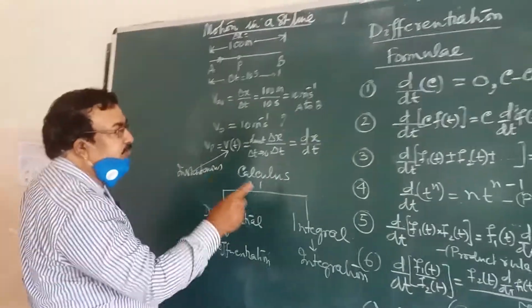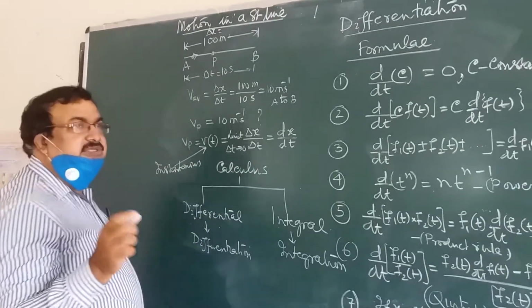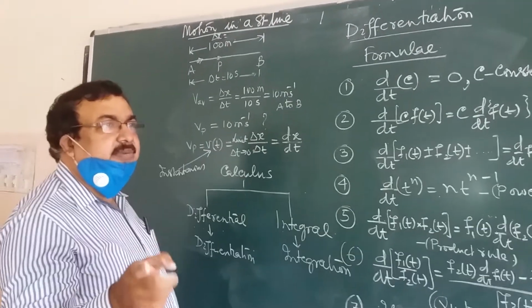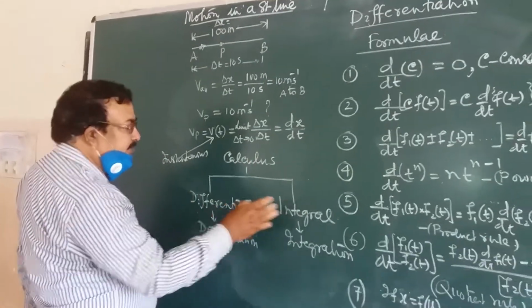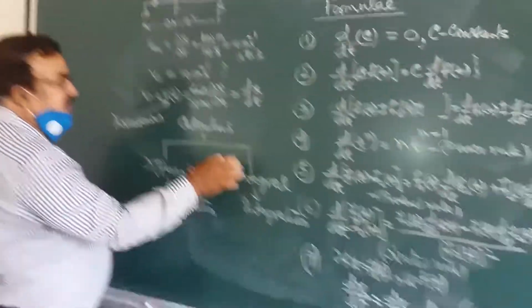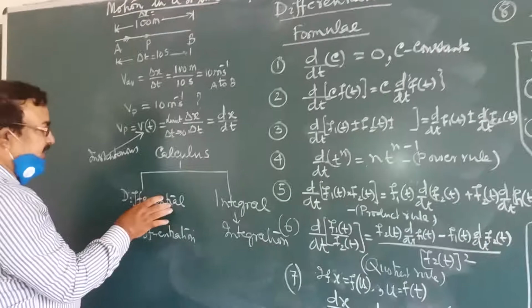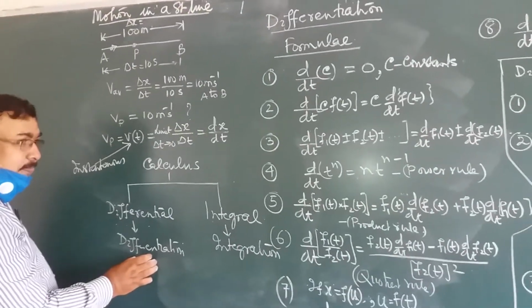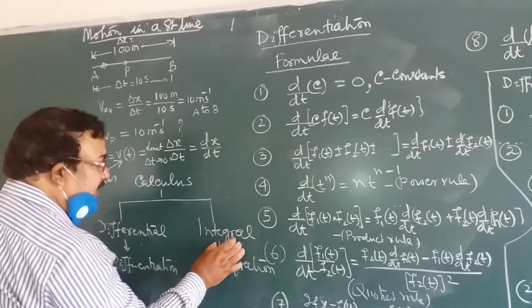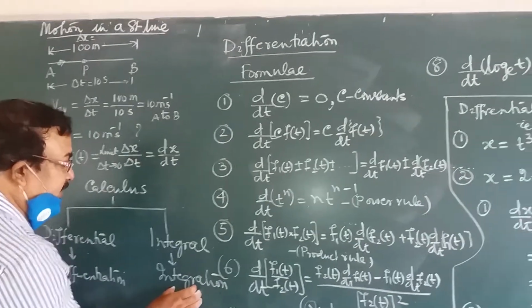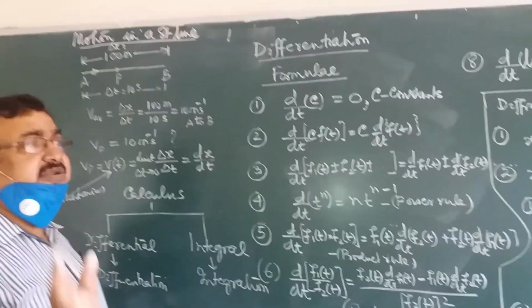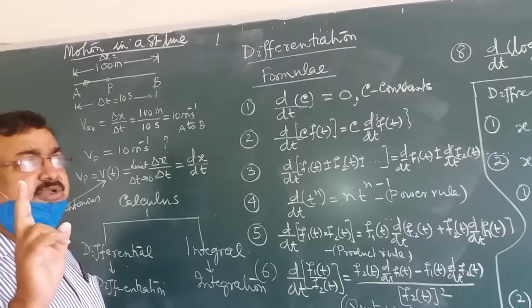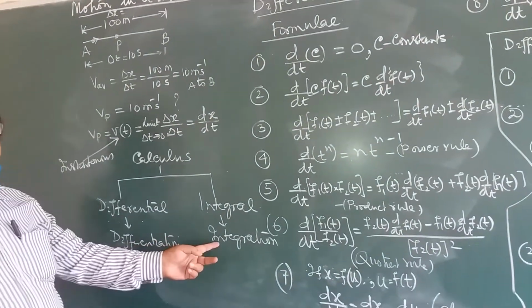Now for accurate measurement of physical quantities, we have to study calculus, which is a branch of mathematics like algebra, geometry and trigonometry. There are two subdivisions: one is called differential calculus, another is called integral calculus. In differential calculus we have the operation differentiation, and in integral calculus we have the operation integration. Like algebra has basic operations addition, subtraction, multiplication and division, in calculus we have two basic operations, differentiation and integration.